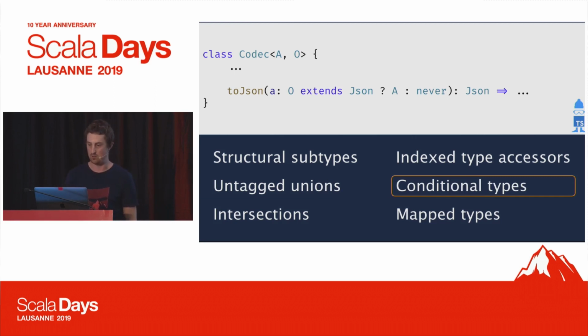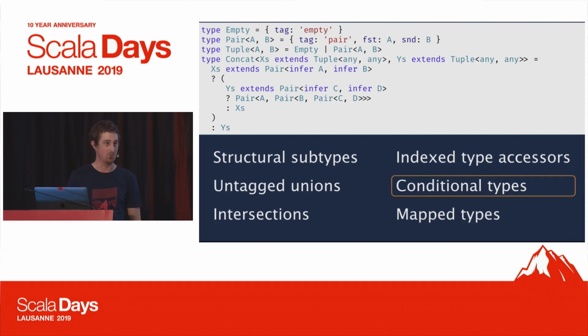So here I can use conditional types, which here I'm saying if O is a subtype of JSON, then I require a value of A, and I'm going to return its encoding in JSON. Otherwise, you can't give me anything. It's a never. So if you try to call this method on a codec where O does not extend JSON, it's going to be a compile time fail because you cannot give a single value to toJSON that will be correct.